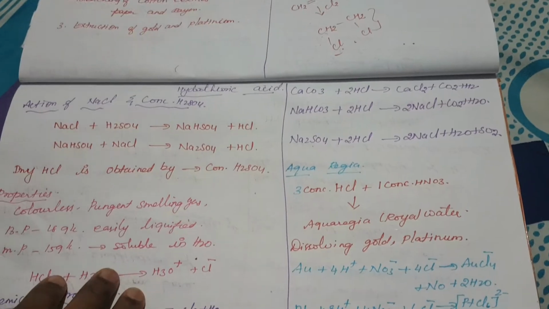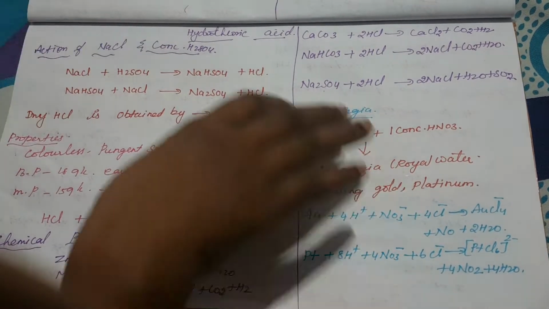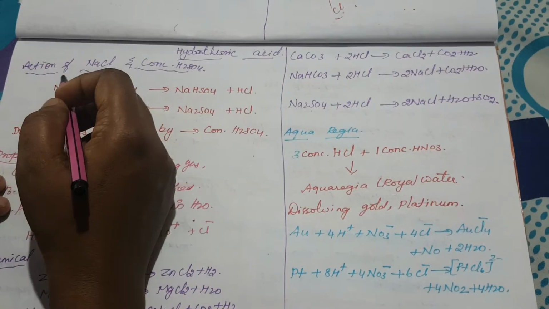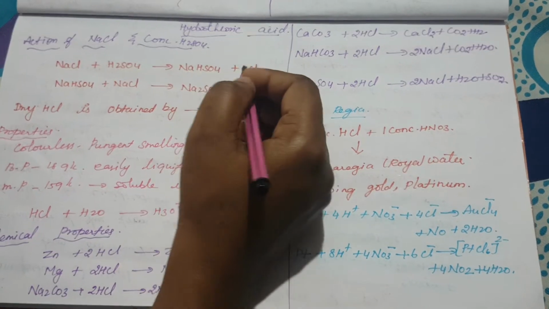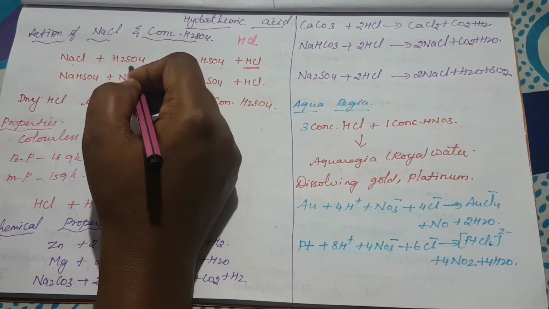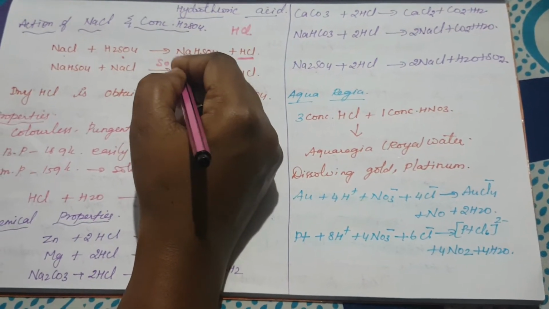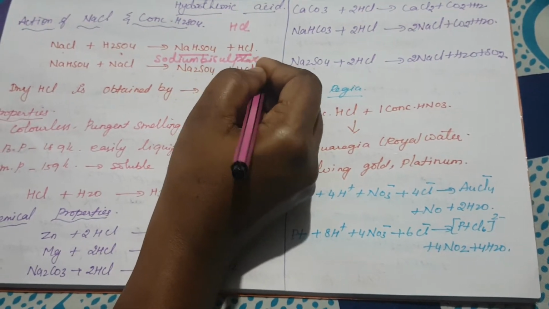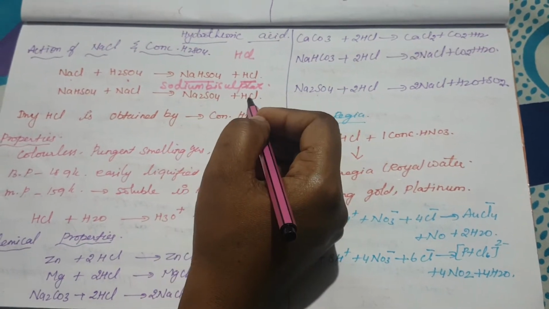In this we are going to study hydrochloric acid. What is hydrochloric acid? First we are going to see the action of sodium chloride and concentrated sulfuric acid. Hydrochloric acid means HCl. Sodium chloride reacts with concentrated sulfuric acid to form sodium bisulfate and hydrochloric acid. Sodium bisulfate plus sodium chloride gives sodium sulfate and hydrochloric acid.